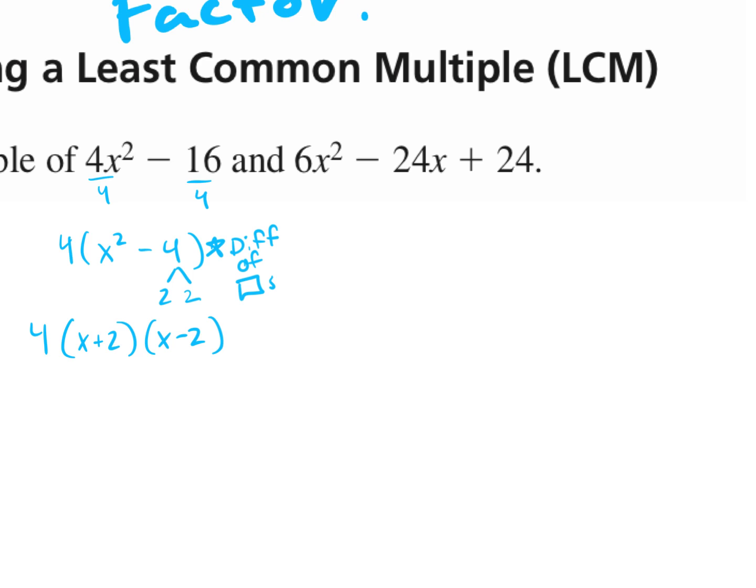Let's look at the second one here. How would I factor 6x squared minus 24x plus 24? Take out the GCF first. So that would be 6. So that 6 just goes to the outside. I'm left with x squared minus 4x plus 4. What are two factors of 4 that add to negative 4? Negative 2 and negative 2. So this is 6 times (x minus 2) times (x minus 2).